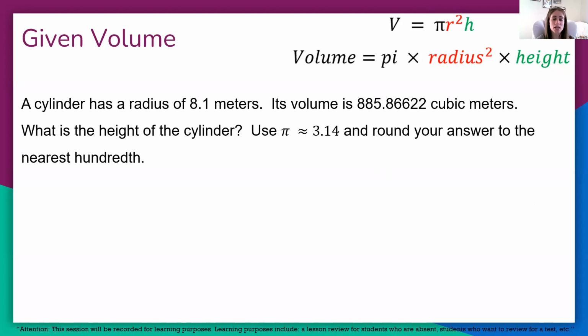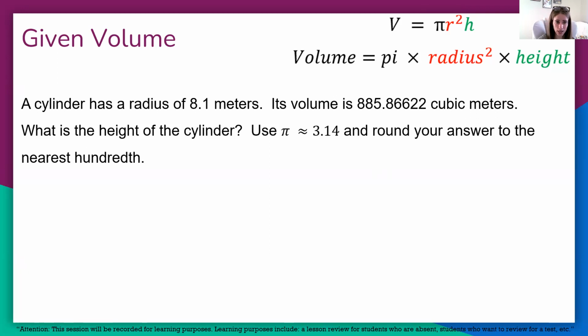A cylinder has a radius of 8 1/10 meters. Its volume is 885.86622 cubic meters. What is the height of the cylinder? Use pi as the approximation 3.14 and round your answer to the nearest hundredth.